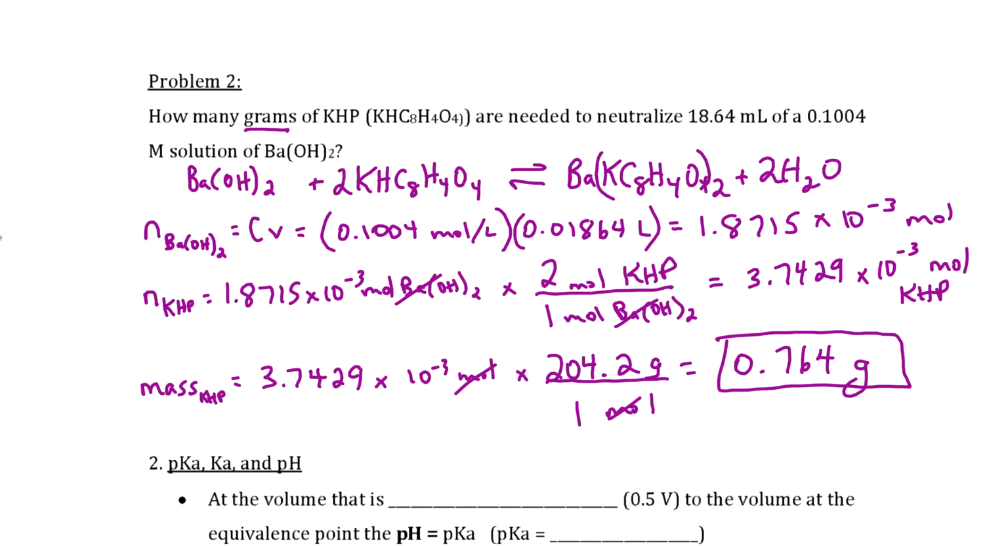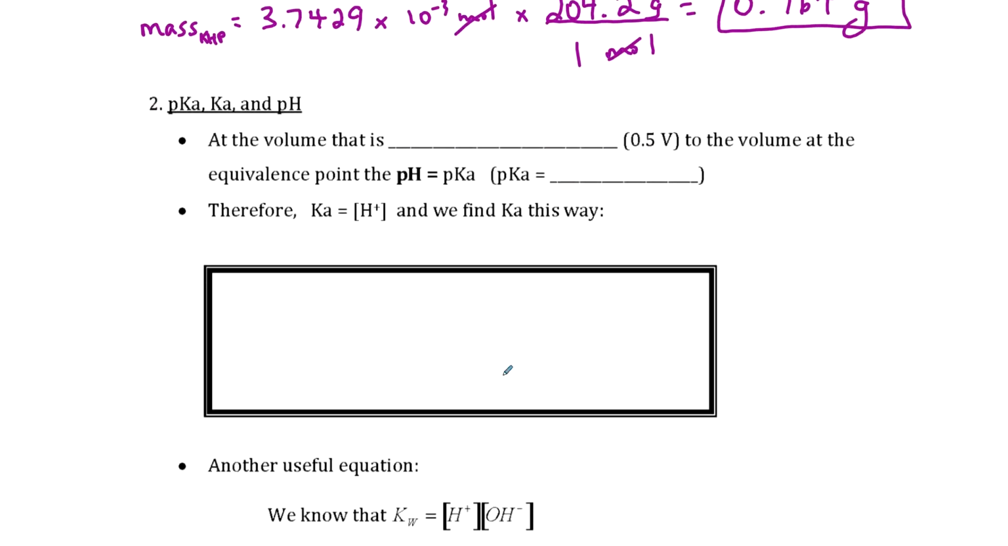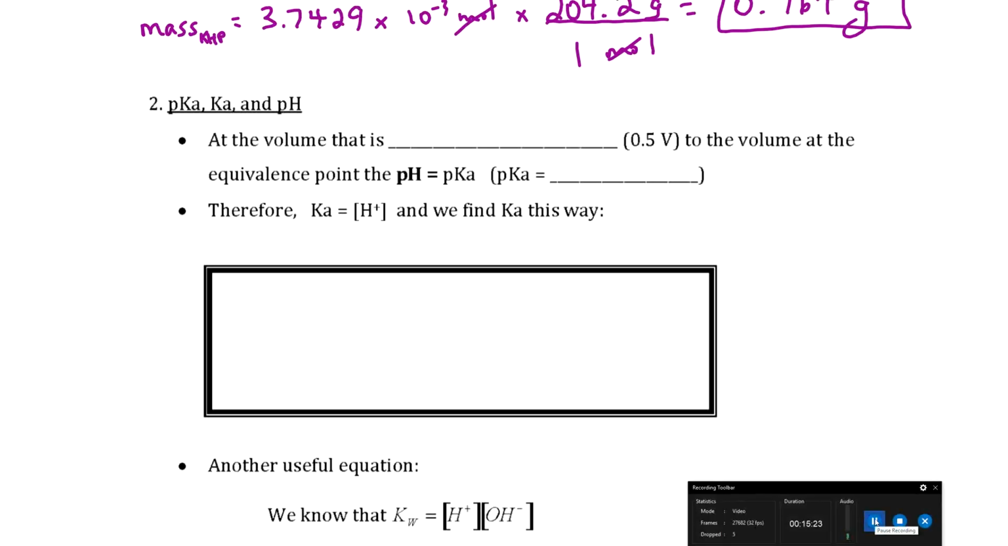Alrighty, so there's another type of question you might come across. Okay, so those are some titration problems you could come across. Let's move on to something called pKa.